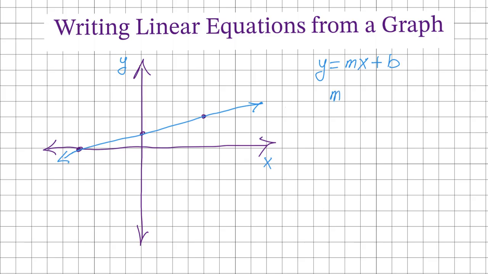To write this equation, we need the m and b. And you may ask, what is m, what is b? Well, m is our slope, that is the rate of change, and b is our y-intercept.